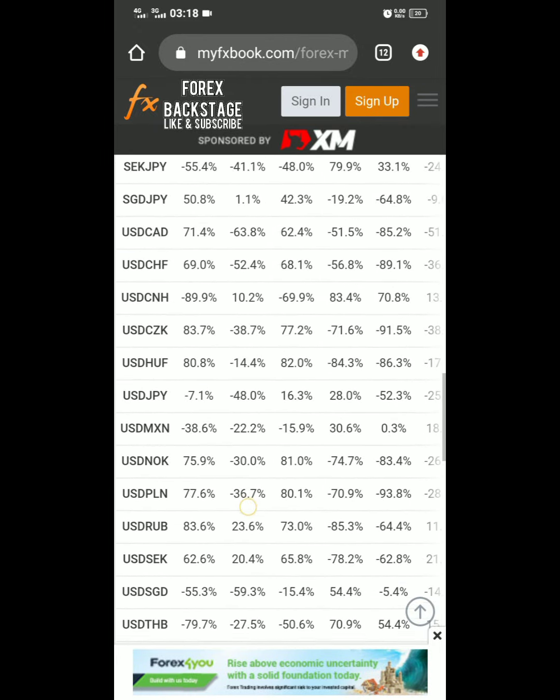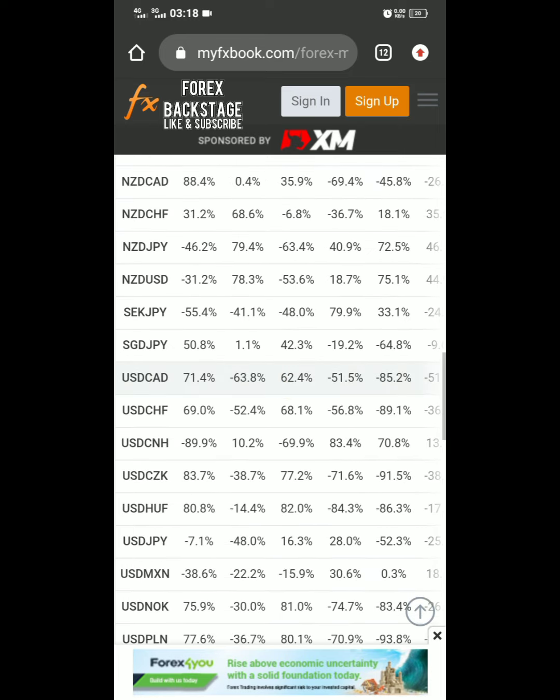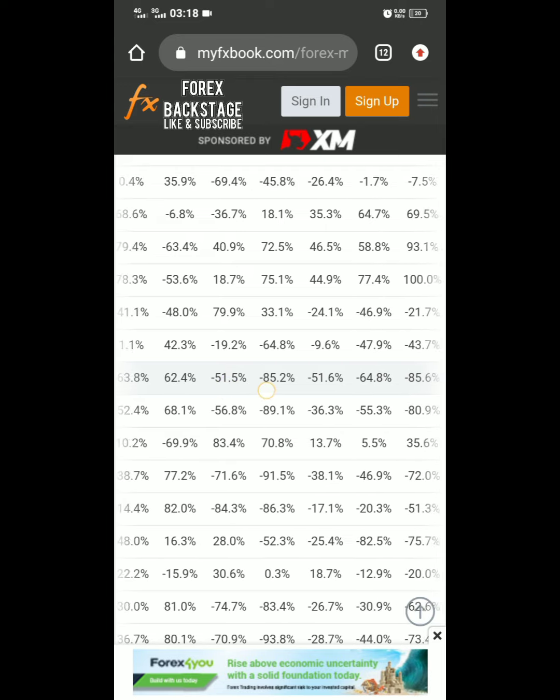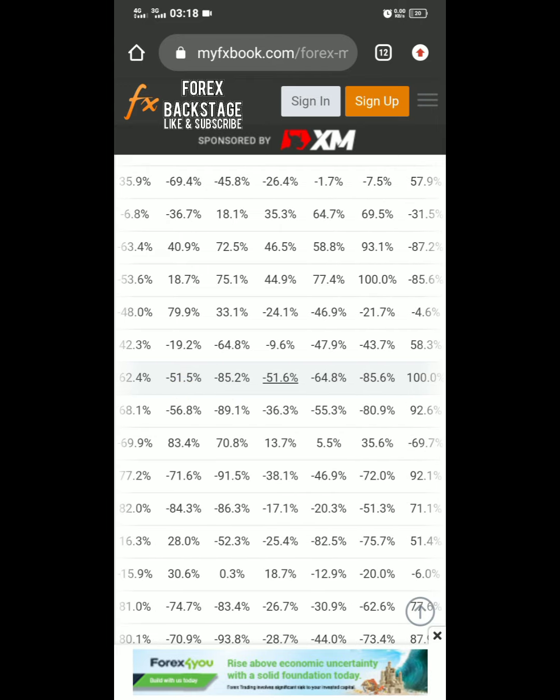USDCAD. Okay, this is it right here. So let's count 1, 2, 3, 4, 5, 6. You can see it is minus 51.6. So this minus means it's a negative correlation.